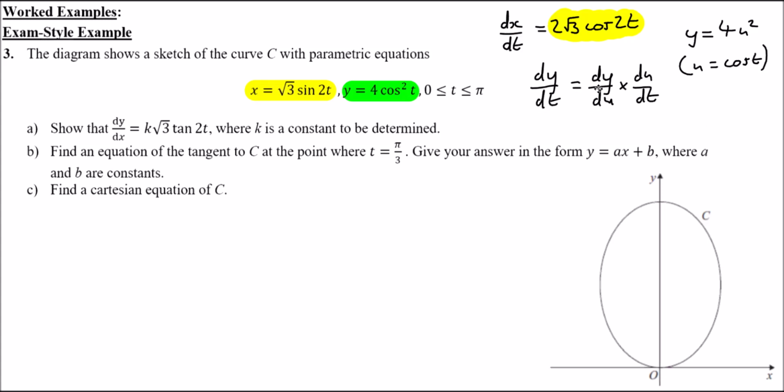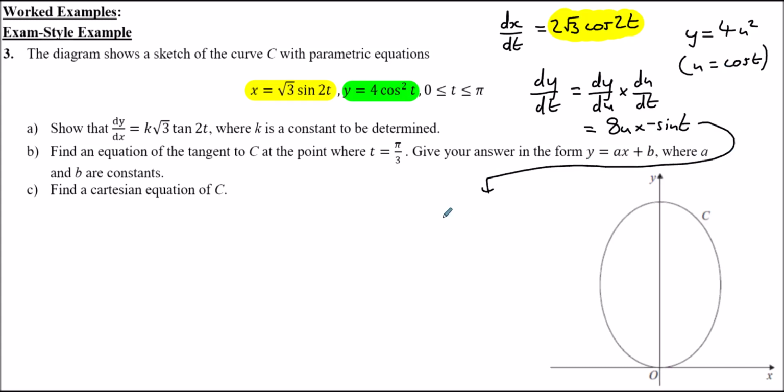So if I just use this here. dy by du, if y is 4u squared, differentiating y with respect to u gives us 8u. And then if u is cos t, du by dt, cos differentiates to negative sine. So we have 8u multiplied by minus sine t. And then substituting back in that u actually was cos t, we're going to have minus 8 sine t, and u is of course cos t.